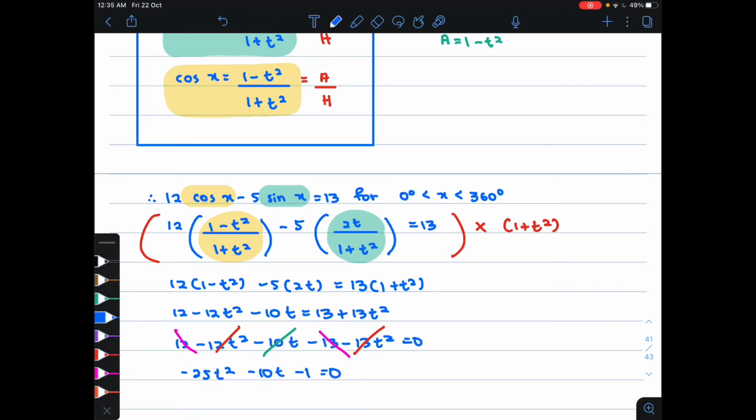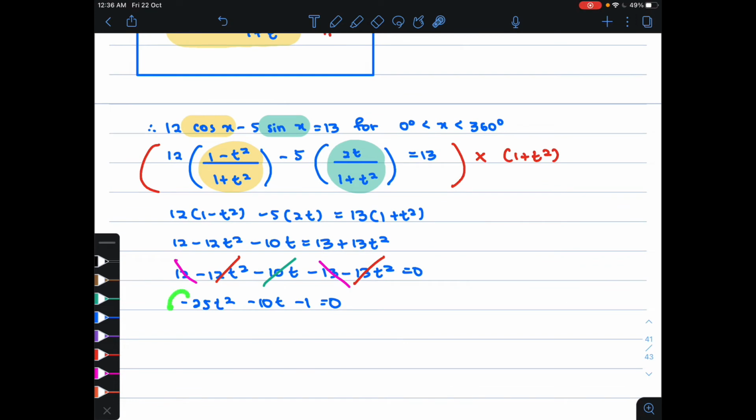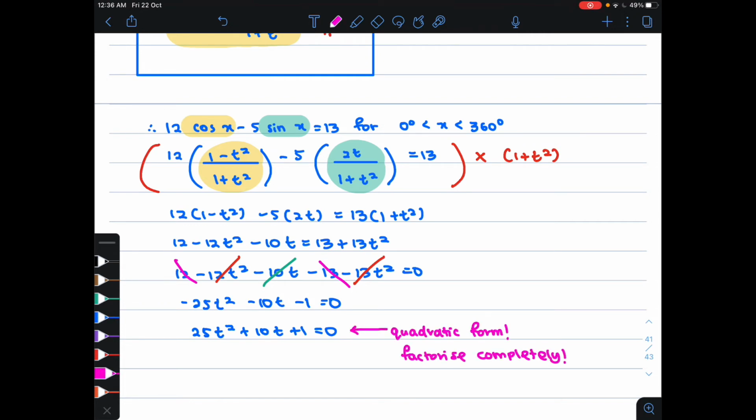So we'll get negative 25t squared minus 10t minus 1 equal to 0. So try not to have a negative sign in front of a quadratic term. So multiply everything by negative 1. And we'll get 25t squared plus 10t plus 1 equal to 0. This is a quadratic form and hence you need to factorize completely. Using your calculator, you can see that there's only one answer, which is negative 1 over 5.